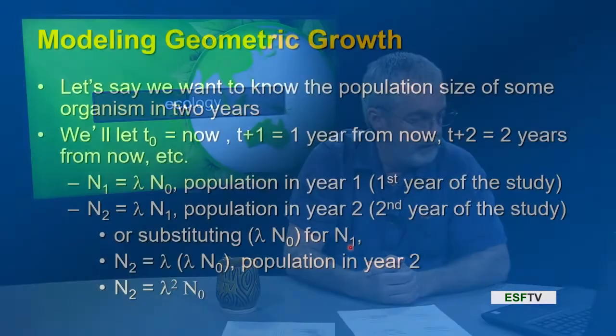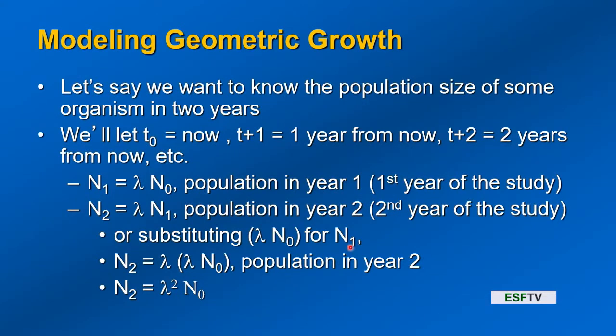But you can also see that you could look at those two lambdas and call it lambda squared, right? So now n2 in 2 years equals lambda, which you've already calculated with your pilot study, squared. So this subscript makes it up into here, the exponent. And now you just say, okay, lambda squared times n sub 0 will give you the population in 2 years.